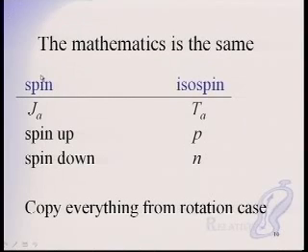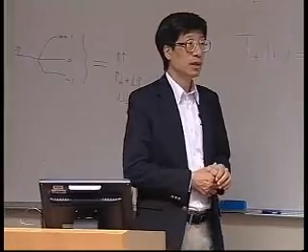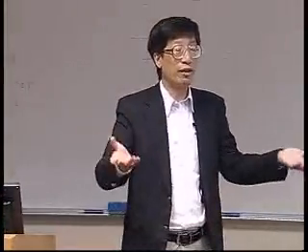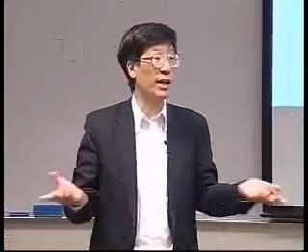In the spin case, you talk about three generators, JA, which can be X, Y, Z, or Z plus minus. In the isospin case, you have operators which we call TA. T is called the isospin operator. And here, spin up, spin down corresponds to proton and neutron. So you just copy everything over. Right? So that is the isospin group. Okay?